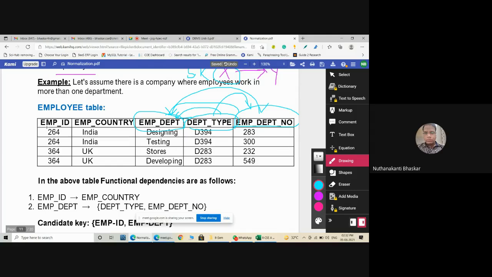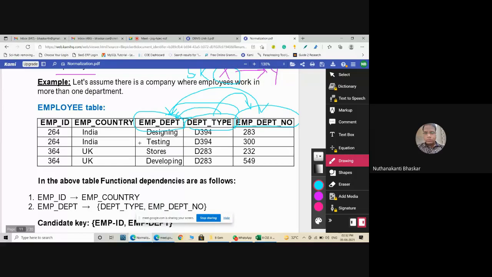Here, this is what exactly. Now, what happened? You need to decompose because a transitive dependency is there again. Here, employee ID determines employee department number, which determines employee department. But you must make it.